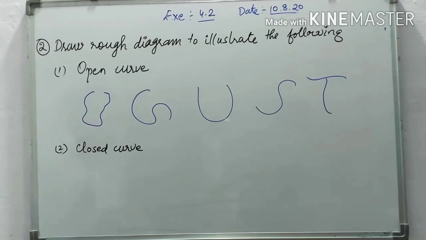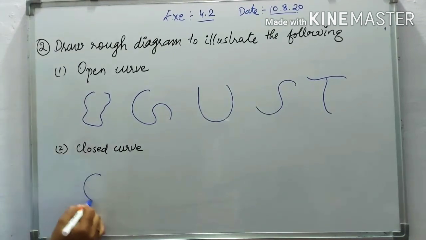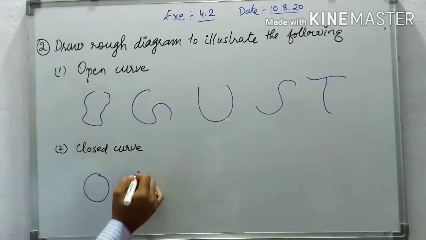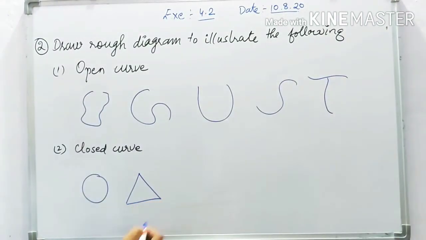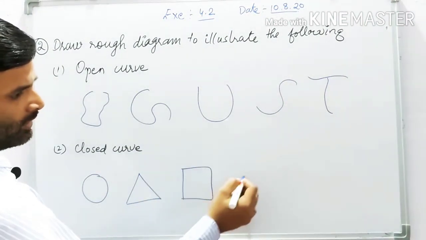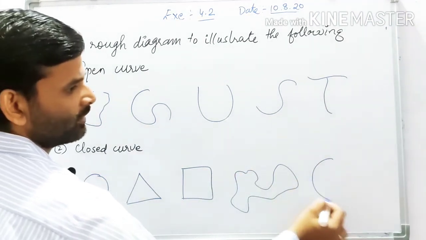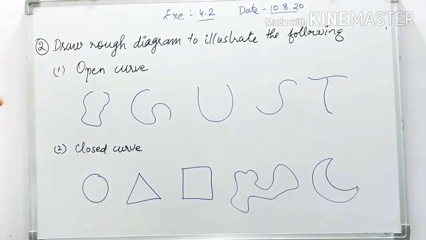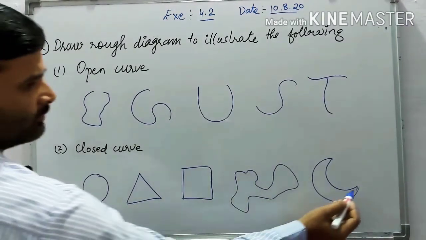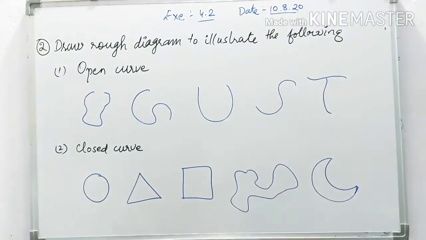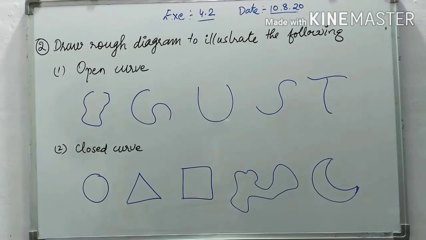And a closed curve is simply a closed curve. You draw a circle, a triangle, a square in a rough diagram. The starting point and ending point are joined, so it's called a closed curve.